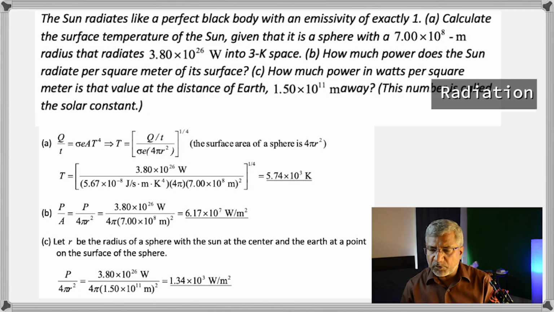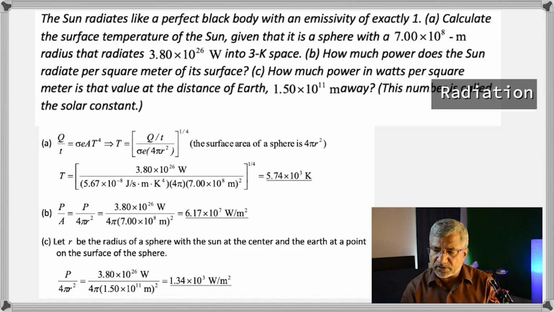And the B part says, how much power does the sun radiate per square meter of its surface? Well, you just need to divide by the surface area, because we know that it radiates this much from all of its area. Divided by 4 pi r squared, you would get how much it radiates from 1 meter squared, correct? That gives you 6.17 times 10 to the 7 watt per meter squared.